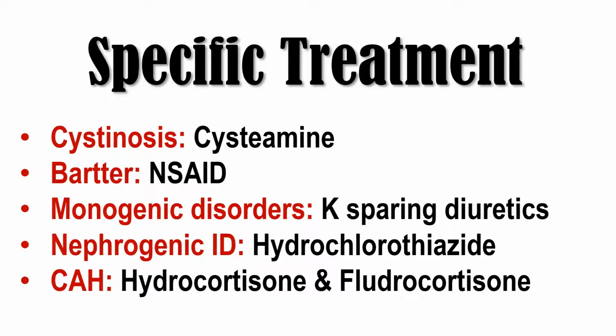Another is specific treatment for some conditions. Like cystinosis, you can give cysteamine to treat this, and Bartter syndrome, non-steroidal anti-inflammatory medication. Monogenic hypertension is treated with potassium-sparing diuretics, as you can see later. Nephrogenic DI with hydrochlorothiazide, and congenital adrenal hyperplasia with steroid.